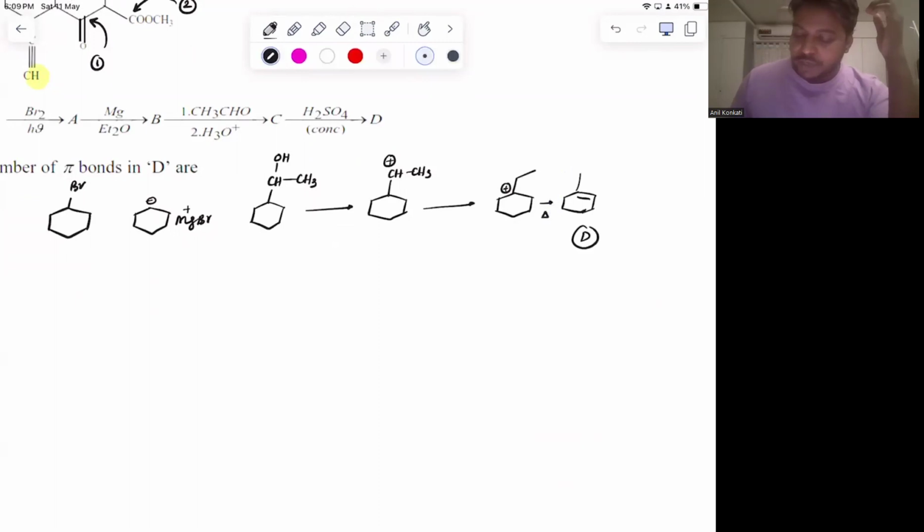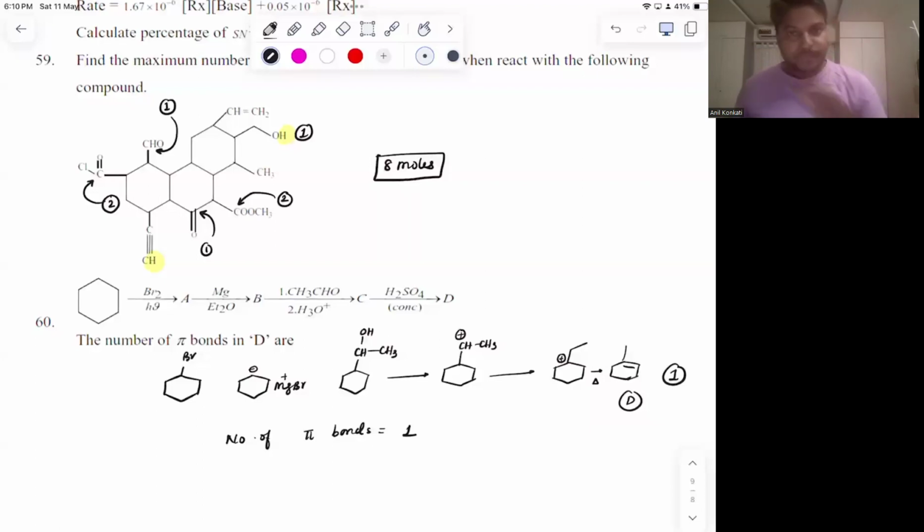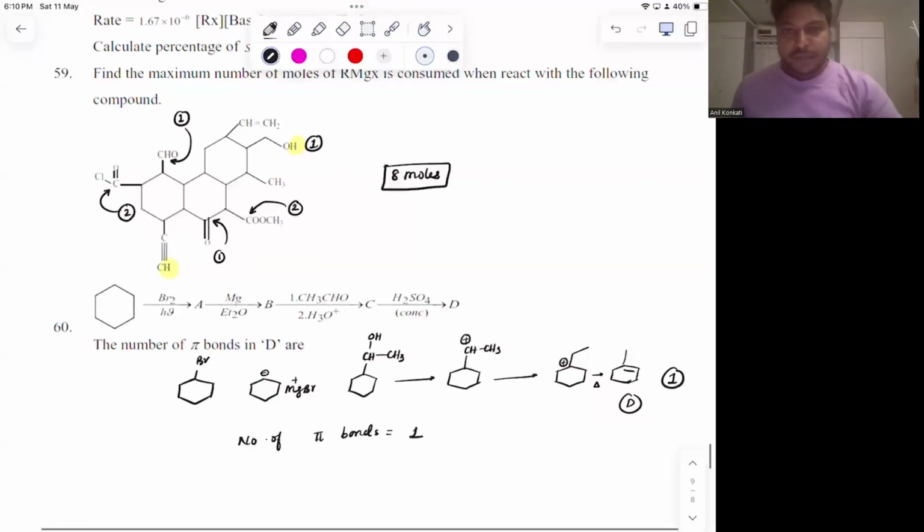So in this product D, how many pi bonds we have? Only one pi bond we have. So number of pi bonds are 1. Everybody is clear with this paper?